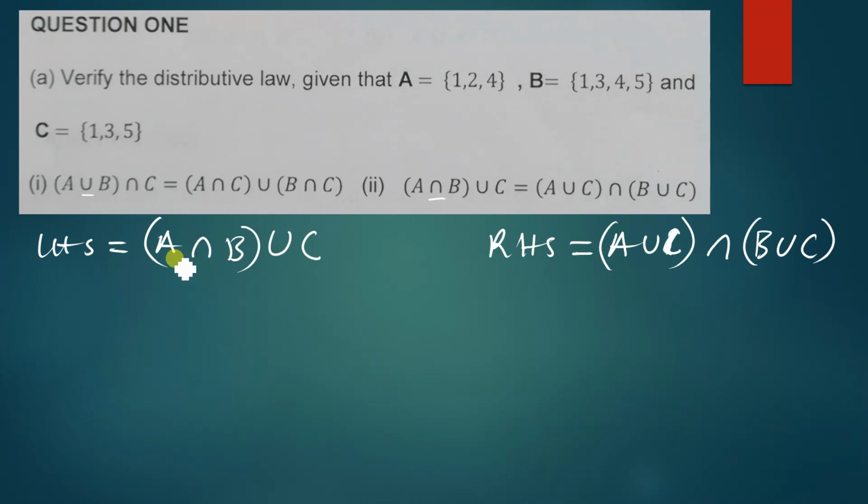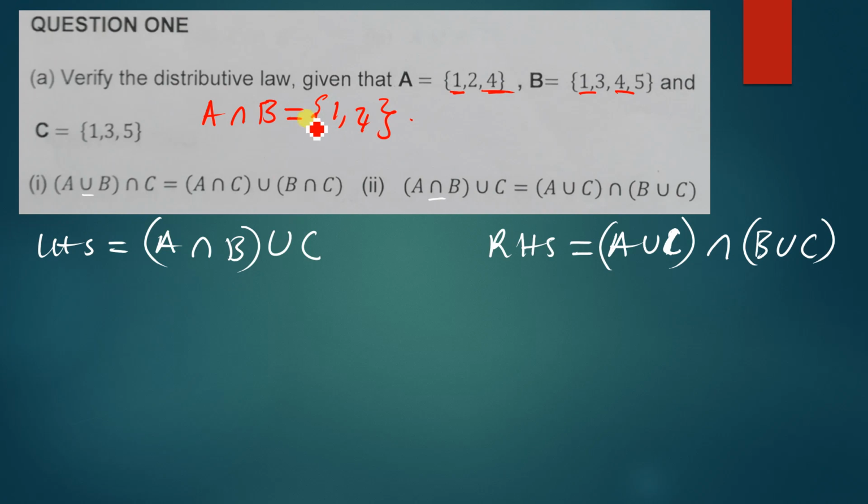So what we have in the brackets right now is A intersection B. A intersection B is simply just the common elements between A and B. So let us first find the common elements between A and B. The common elements between A and B, we have 1 and 4. Because we know that there's 1 there, there's 1 there, there's 4 there, there's 4 there. So 1 and 4 are the common elements that we have.